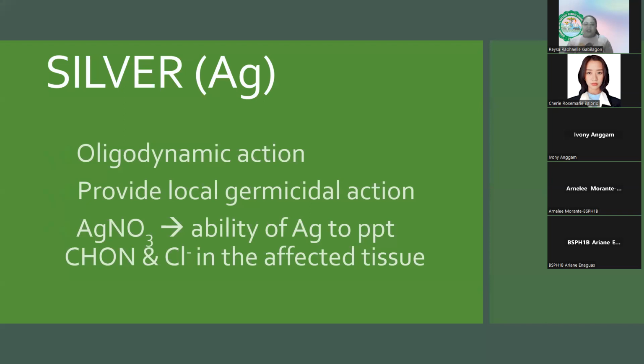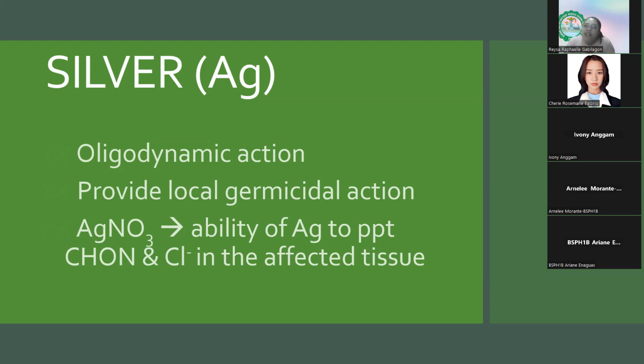Now, also, you have to remember this, silver has oligodynamic action. Oligo means marami, dynamic is powerful. It has a powerful antimicrobial activity against a lot of microbes. So marami siyang pwedeng patayin na bacteria. Pwede din siyang magpatay ng other types of microorganisms. So that is why it's used as a germicide.